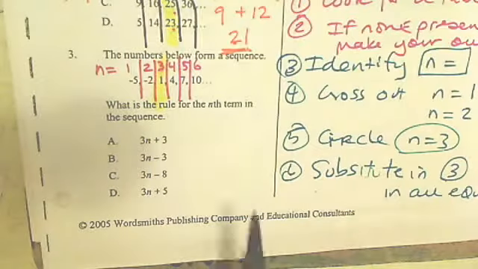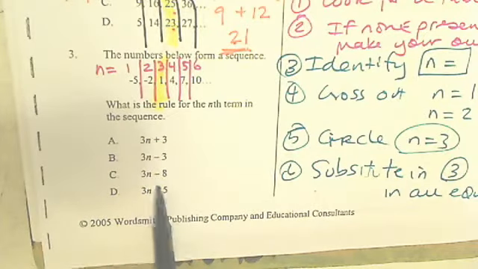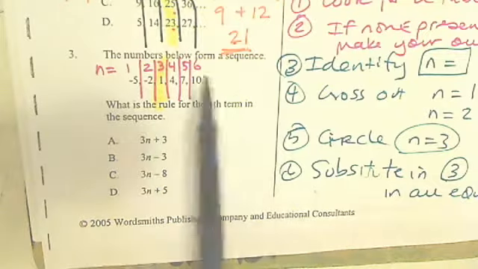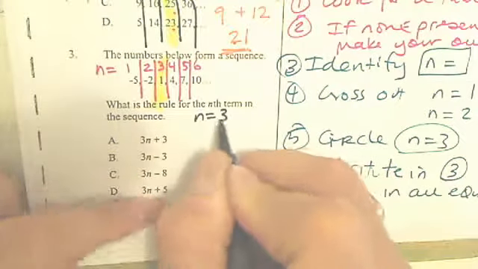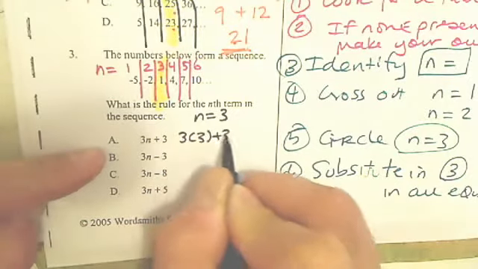Okay? Because 3 is kind of in the middle. So I'm substituting in 3 where the n's are. Now the table's not given to us, but we have the equation. So we substitute in 3 for n every time. So 3 times 3 plus 3.